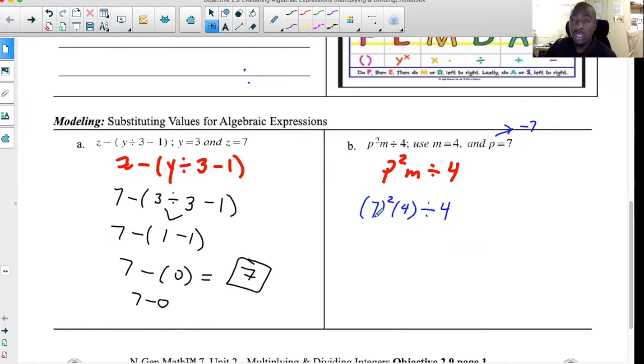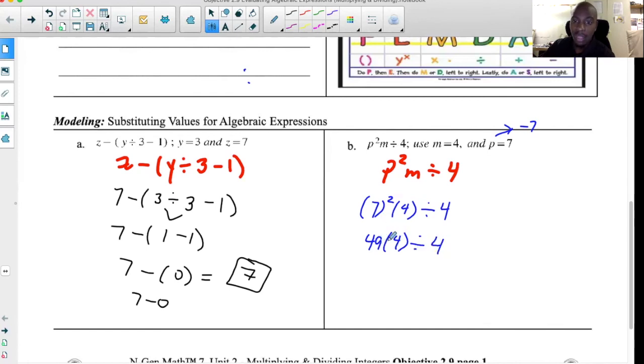Now, according to the order of operations, I need to deal with the exponents first. So what are my exponents here? My exponent is to the second power, 7 squared. 7 squared gives me 49, right? It's really 7 times 7. Notice it's not 7 times 2, okay? I'm just going to bring everything down as I always do.